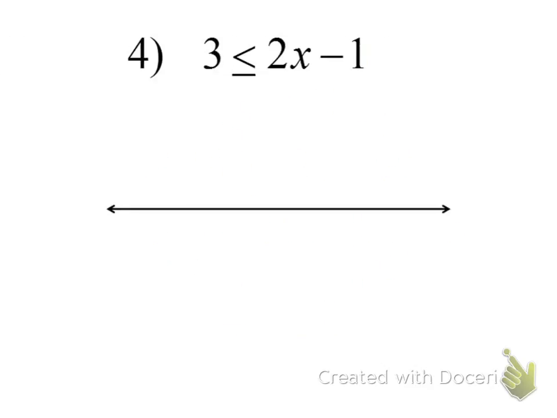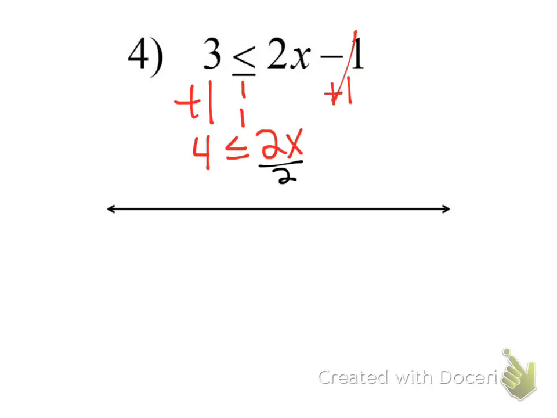All right, here's number 4. All right, what should I do first? Add what? Add 1. Very good. So that gives me 4 is less than or equal to 2x. Then what? Divide both sides by 2. That gives me 2 is less than or equal to x.